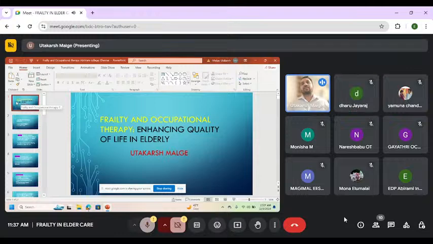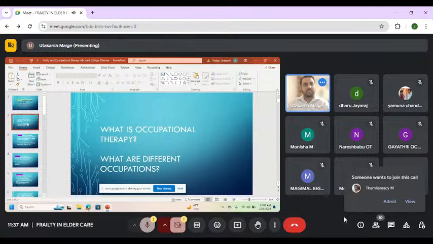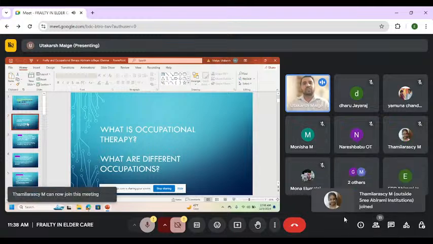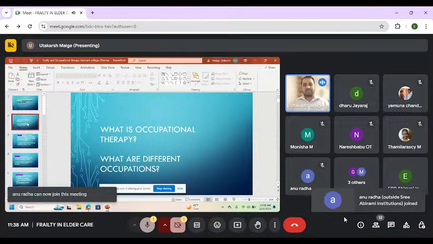Frailty and occupational therapy: enhancing quality of life in elderly. Each occupational therapist has their own definition for what occupational therapy means, or what that word occupation means. My personal perspective is that occupation is any activity or any task that an individual or your client likes to do, wants to do, or needs to do. For example, a 5-year-old child with developmental delay is having some writing issues. So that activity of writing becomes his occupation. Whereas if you see a 25-year-old person who met with a motor vehicle accident and has a wrist injury, dressing is going to be difficult. So that dressing activity is an occupation.